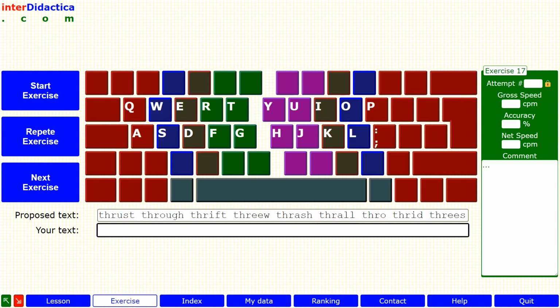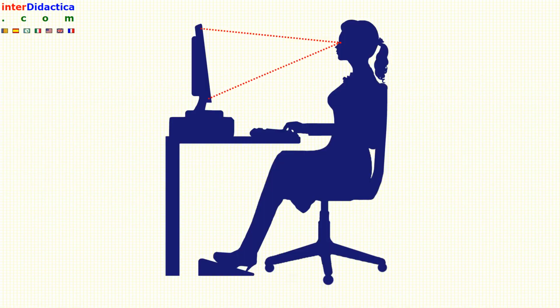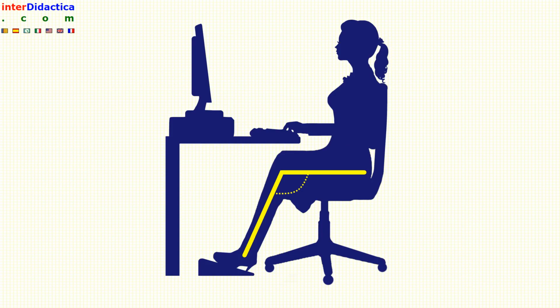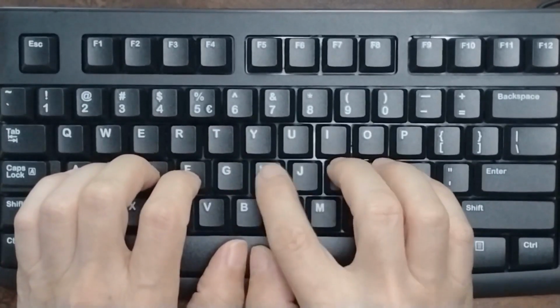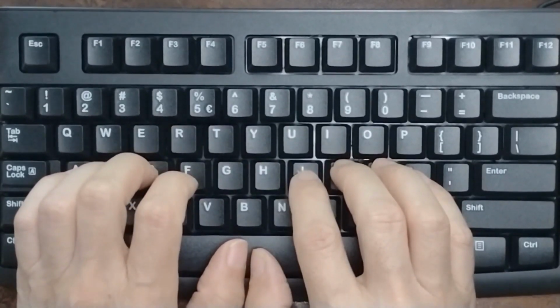Now, we read the proposed text and check that we remember the position of all the letters. Thrust, through, thrift, three, thrash, throw, thrall, thrid, threes. We adopt the correct body posture before starting the exercise. We perfectly place our hands on the keyboard and then we start.